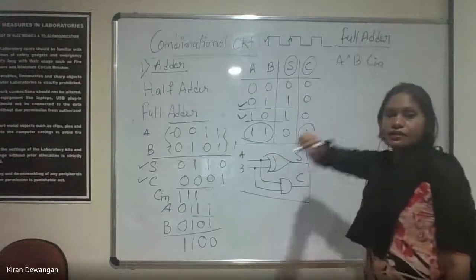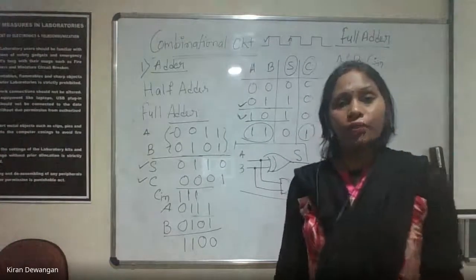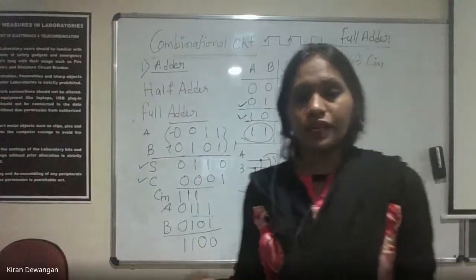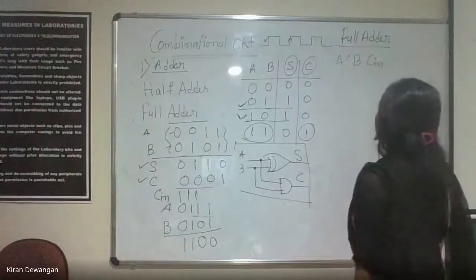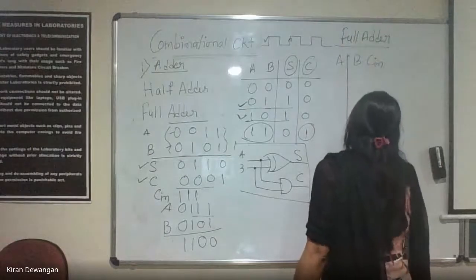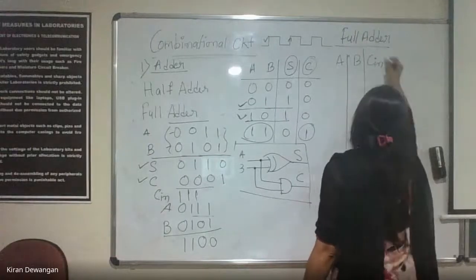This is a full adder circuit. With the 3 inputs, how many combinations are possible? Yes? Students, reply fast. 8 combinations. Correct. So we'll write all the 8 combinations.